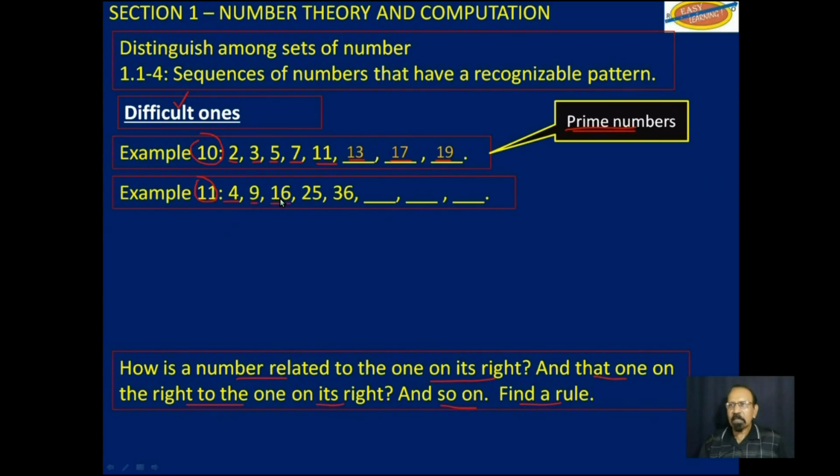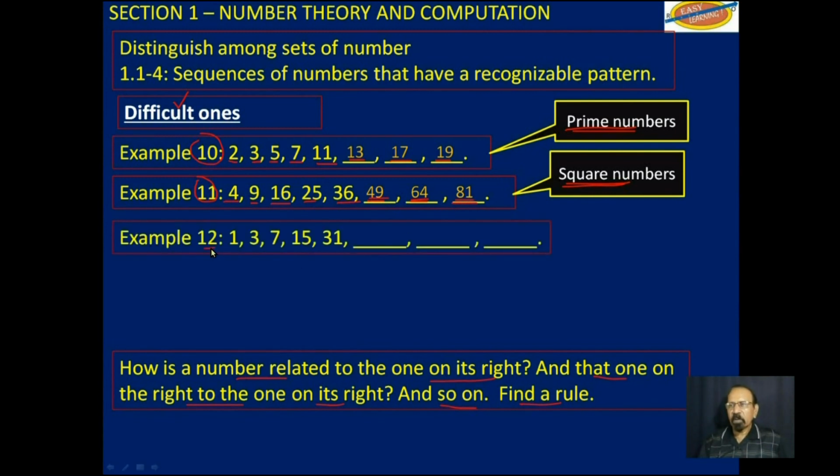4, 9, 16, 25, 36. I did say that these were difficult, but you would have seen those numbers before. They are actually square numbers. So this 4 is the square of 2, that 9 is the square of 3, this 16 is the square of 4, that 25 is the square of 5. So 2 squared, 3 squared, 4 squared, 5 squared, 6 squared. This, of course, must be 7 squared, which would be 49, 8 squared, which would be 64, and 9 squared, which would be 81.